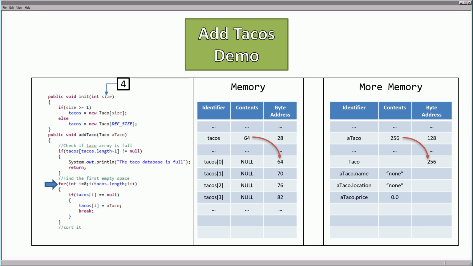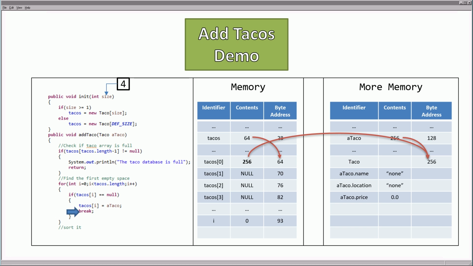Now we enter this for loop. For int i equals 0, i is less than tacos.length, i++. So we're looking at tacos at index 0 right here. Tacos at index 0 is null. And so what we do is we assign the value of aTaco, which is the memory address, to the memory address here, and it becomes 256. Now that parameter was pointing to that instance, and now tacos at index 0 is pointing at that same instance.